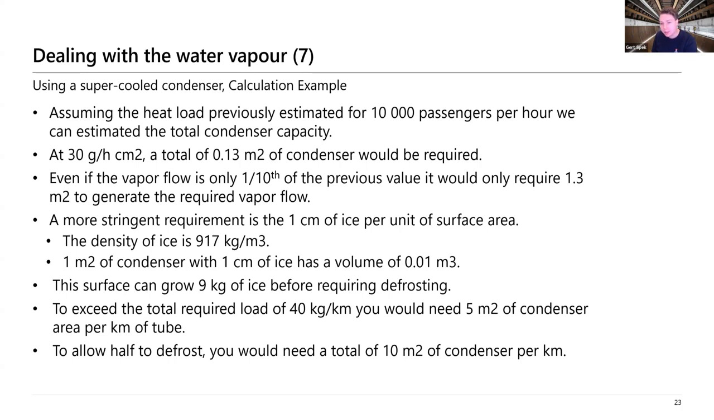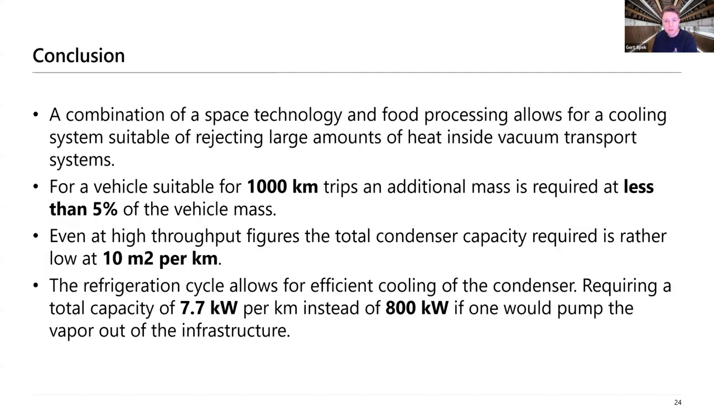So you would need at least 4.5 square meters or 5 square meters of condenser area per kilometer of tube to meet this requirement. And then, from the fact that half are probably defrosting while the other half are cooling or condensing, you need to double this again. Yeah, that's in essence it.